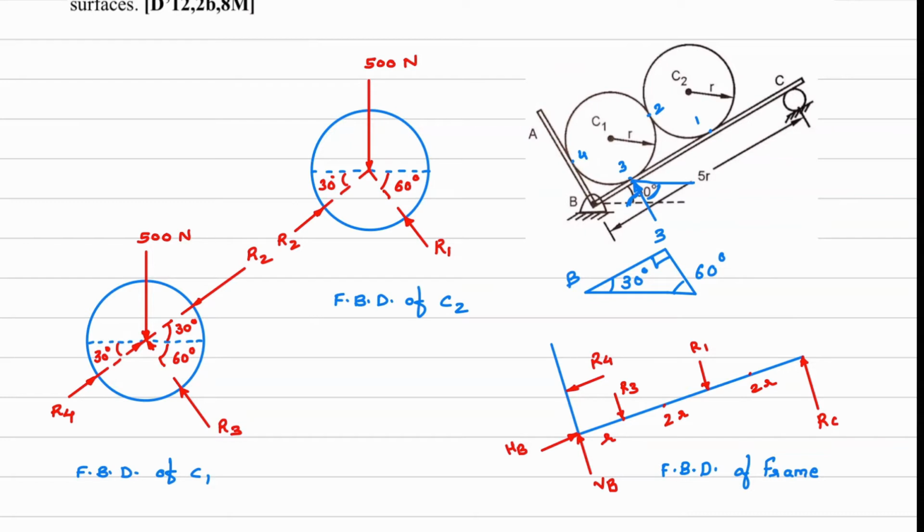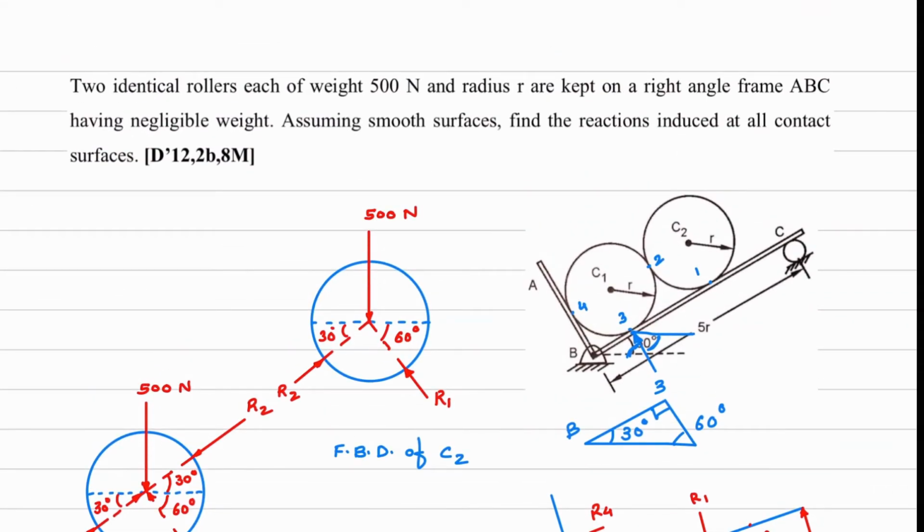Okay, now we will see FBD of frame ABC. So here you can see I have drawn this frame ABC, and at point B we have hinge. So here I have shown HB and VB, and this is roller support, so here there will be one reaction RC. Now in the question it is given that this total distance from B to C is 5 times the radius. Okay, so if you see the first roller, this total distance which I have marked will be 2r, and then for the second roller, this distance will be 2r.